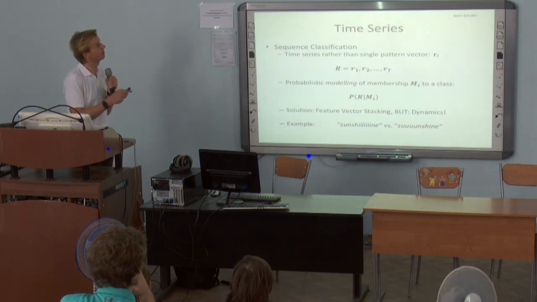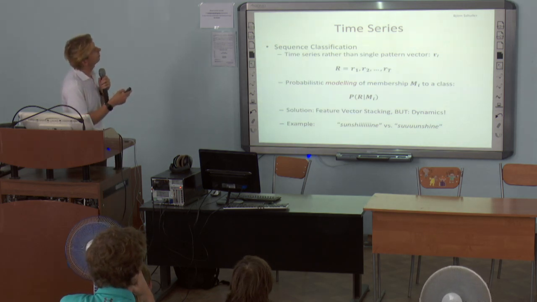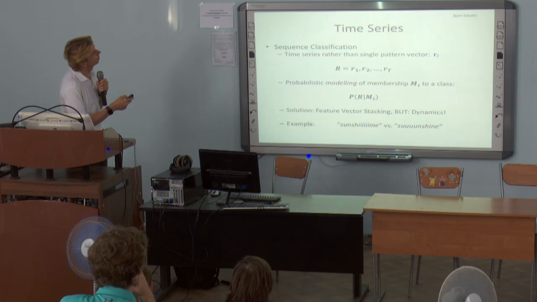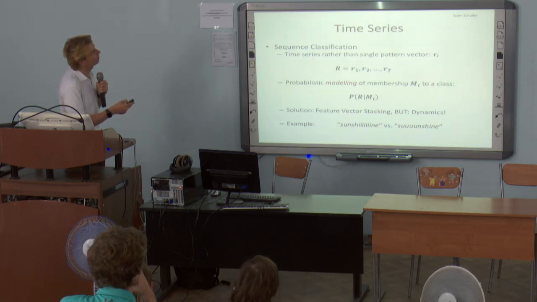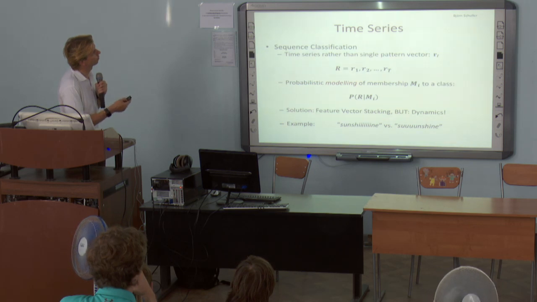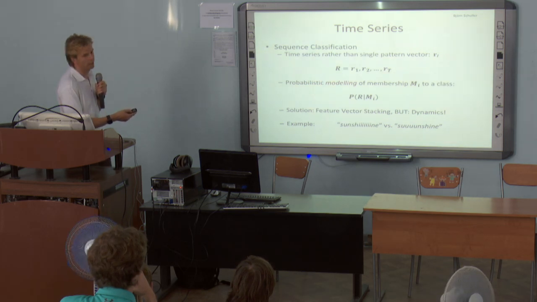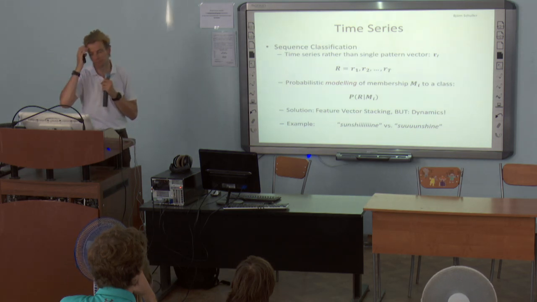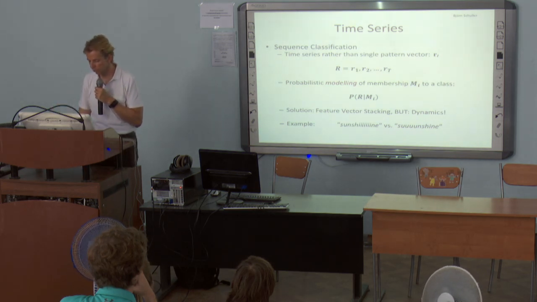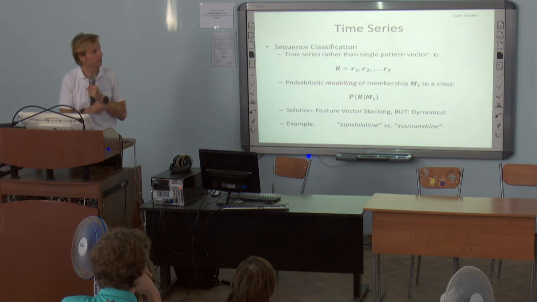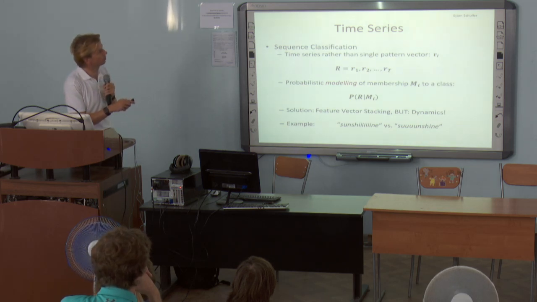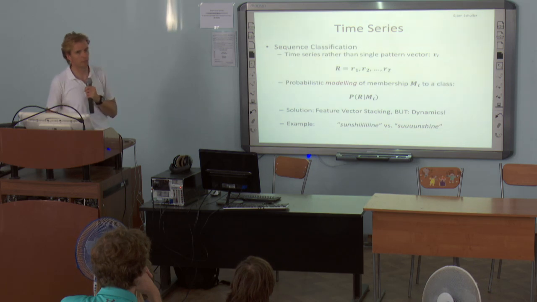Now let's assume you have a sequence classification. So rather than having a single feature vector, you have feature vectors over time as a time series. And now you want to model the membership of the sequence to a class rather than a single vector. You could do some feature stacking, but then you can't compensate for dynamics. The example was sunshine versus sunshine, and you want to map, despite the different dynamics in your training sample and the current observation, that this is the same word. So feature stacking does not do the job. You have to do something to compensate for dynamics.